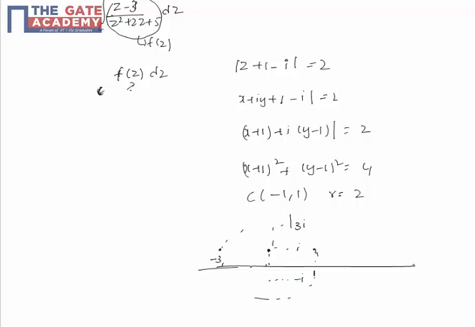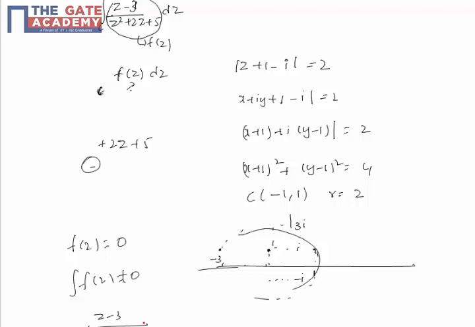Now we have to see whether the poles of the given denominator, z square plus 2z plus 5, fall inside this particular circle or not. If they do not fall inside this circle, then the value of the integration of f of z is equal to 0. But if the poles fall inside this circle, then the value of integration is not equal to 0. So we have to see the poles present in this function.